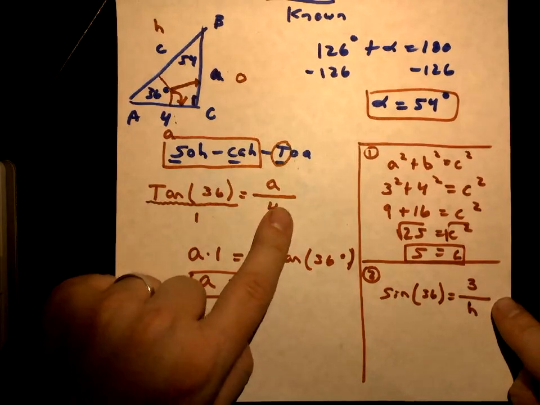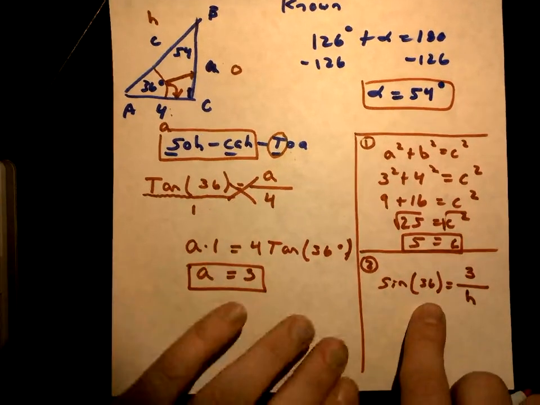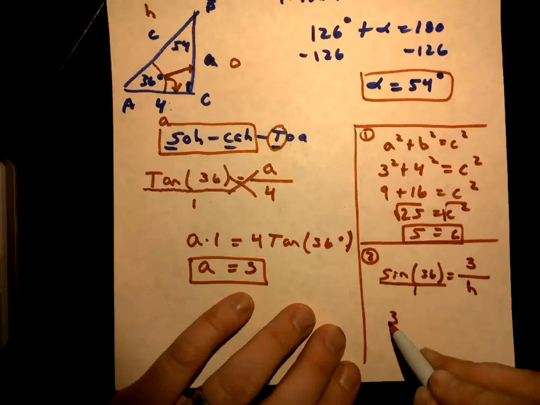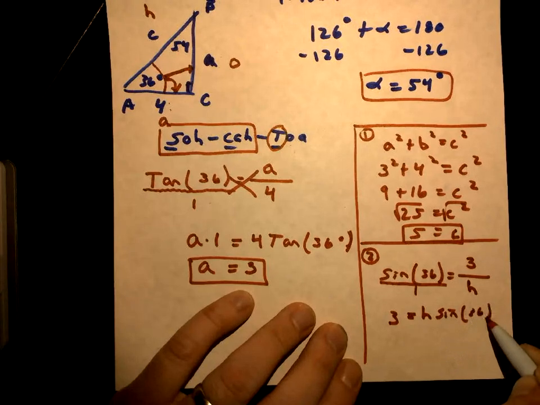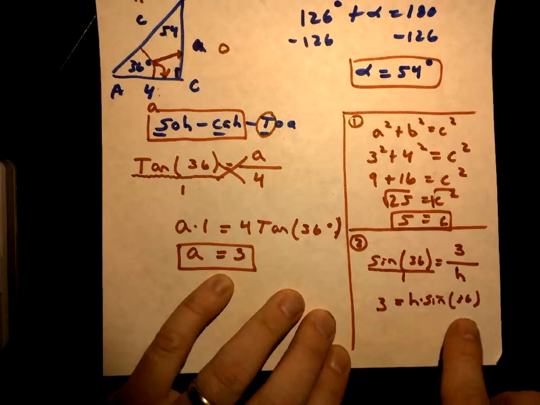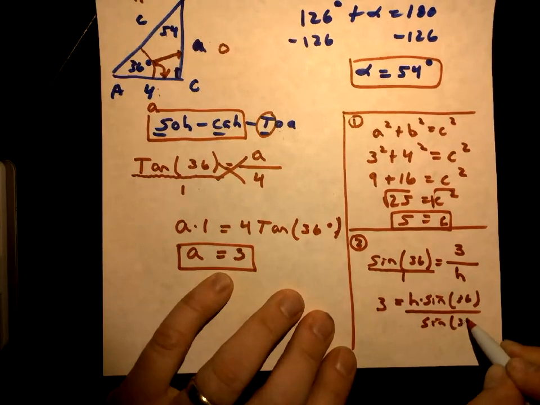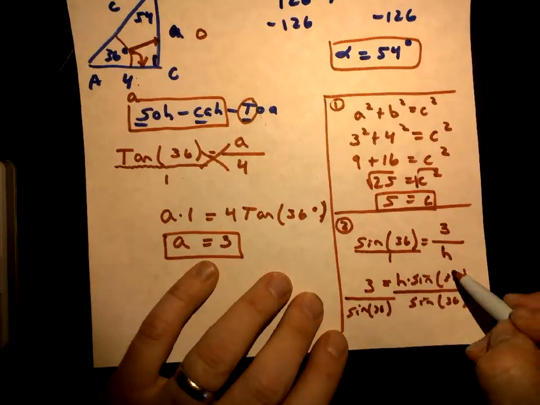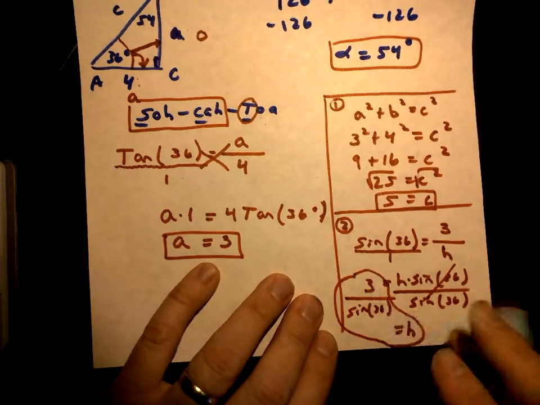This is flipped. So we're still going to do the cross multiplying. Remember, this is just a number over 1. So if you cross multiply, that's 3 equals sine of 36 times H. Now, do you remember in algebra, we have to solve for H. Remember, this is just a number. So you're going to take this and go sine of 36 over sine of 36, and just cross this out. So H is just going to be that number.